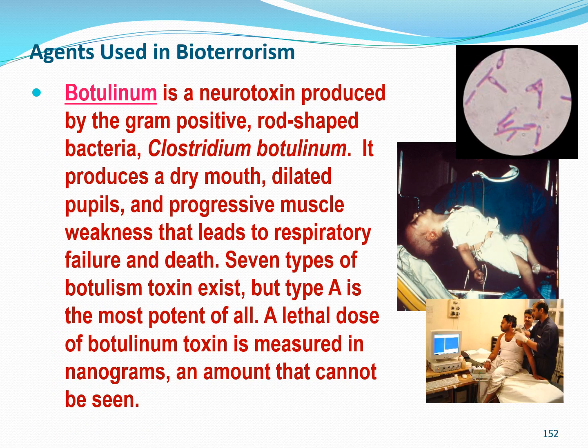Botulism is a neurotoxin produced by the gram-positive rod-shaped bacteria Clostridium botulinum. It produces dry mouth, dilated pupils, and progressive muscle weakness that leads to respiratory failure and death. There are 7 types of botulism toxins, but type A is the most potent of all. A lethal dose of botulism toxin is measured in nanograms, an amount that cannot be seen.